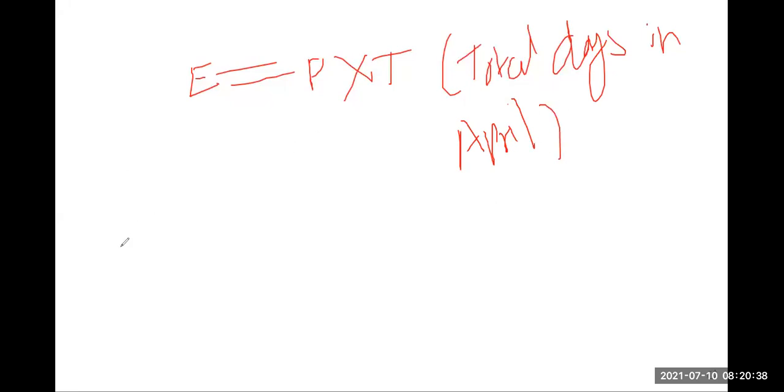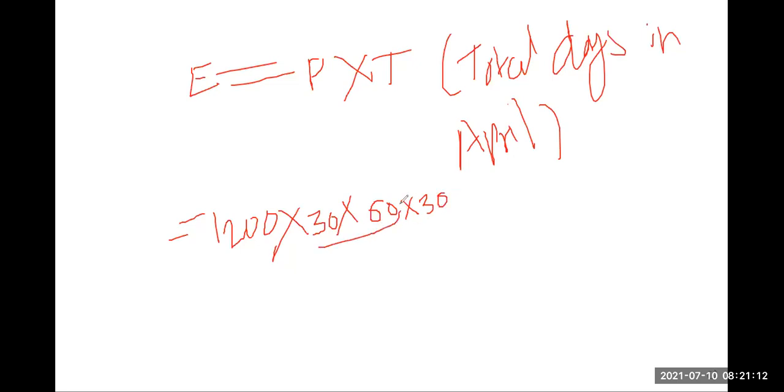Now, how much power does that iron have, 12,000 or 1200? 1200, into how many minutes? 30 minutes. Then how many days? 30. Multiply by 60 into 30, because we know that 30 minutes, 60 seconds. So 30 minutes into the 60 seconds, and multiply by 30.